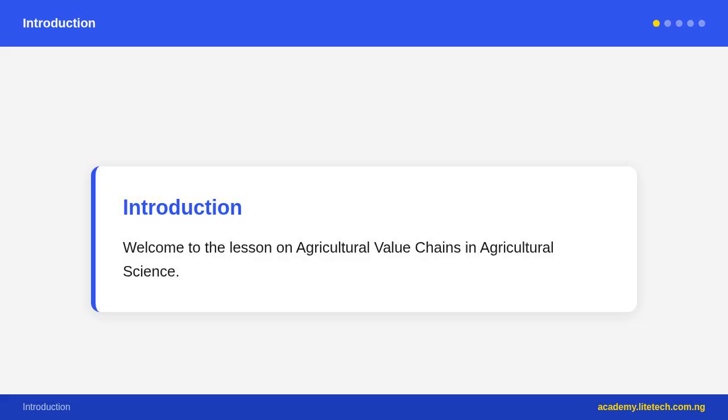By the end of this lesson, you will define a value chain and describe its components, map a typical Nigerian agricultural value chain, distinguish between value chain actors and their roles, explain value addition and its importance, identify constraints in Nigeria's agricultural value chains, and answer WAEC questions on agricultural value chains and agribusiness.